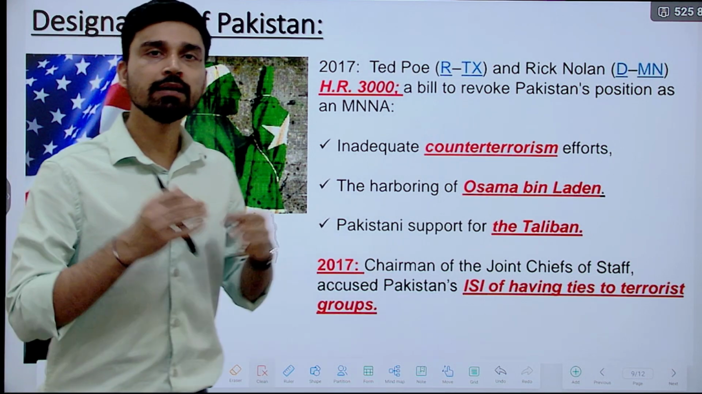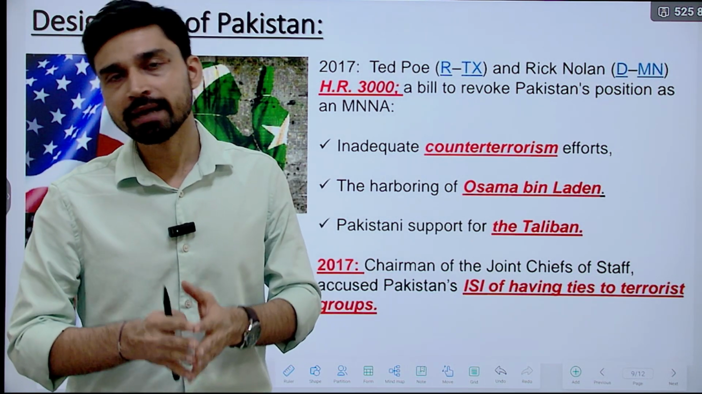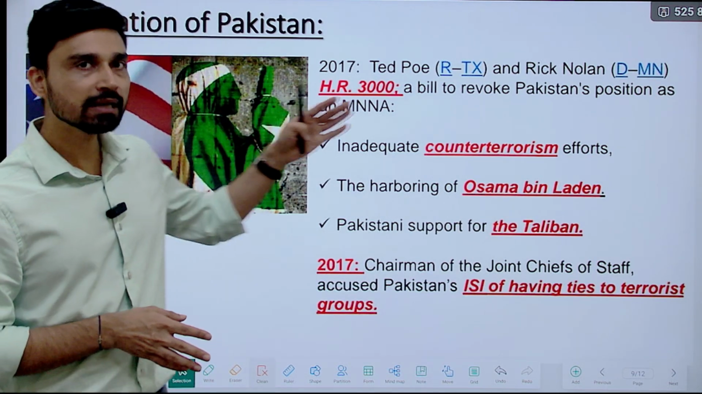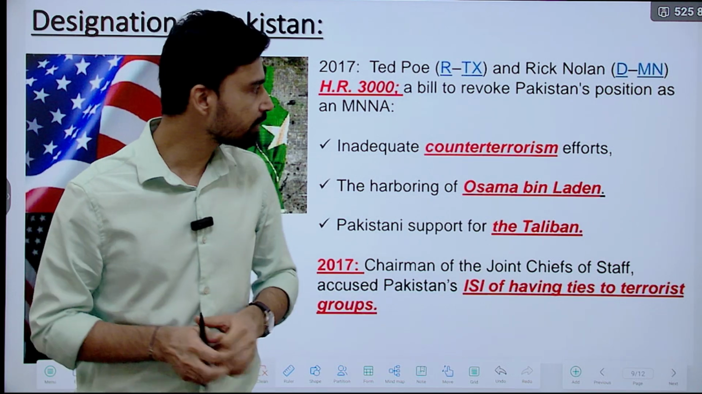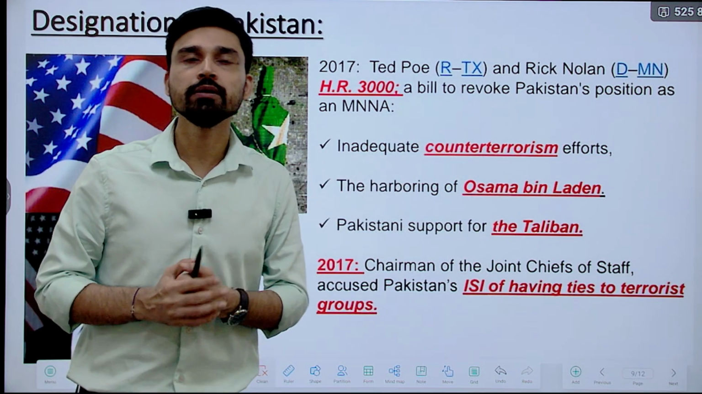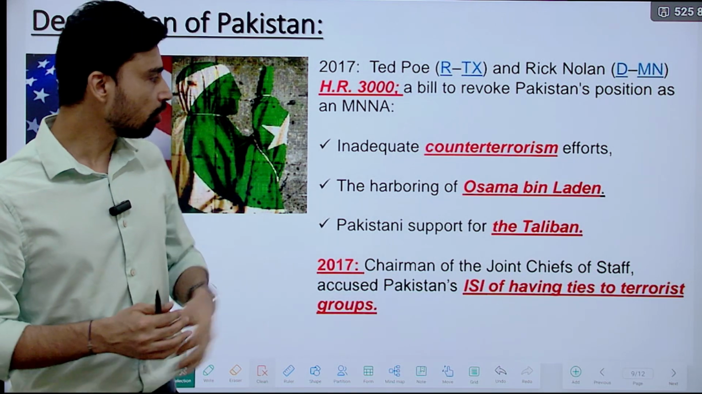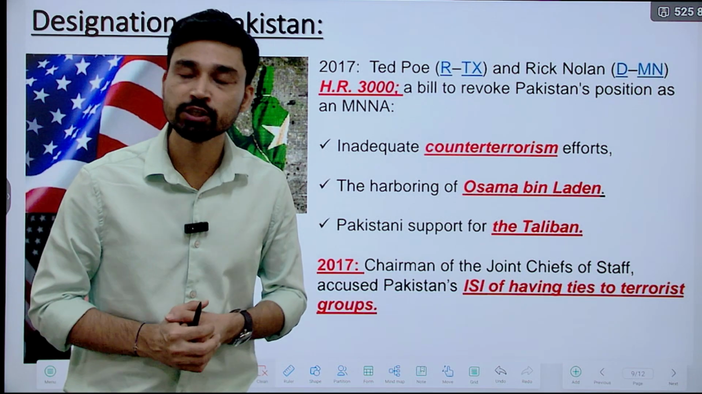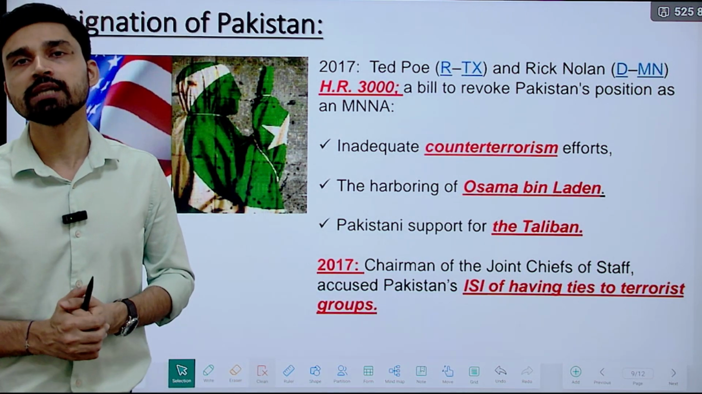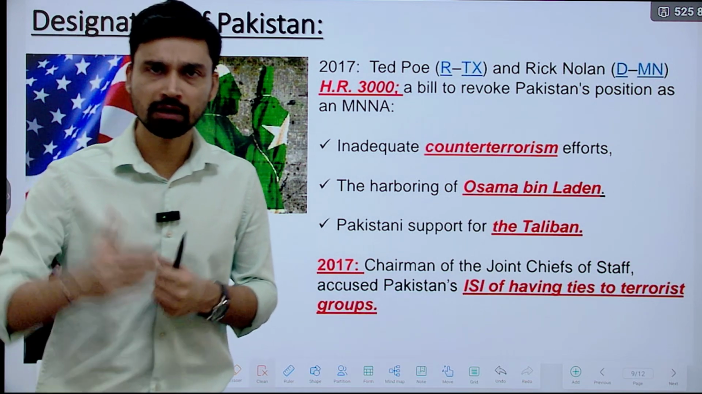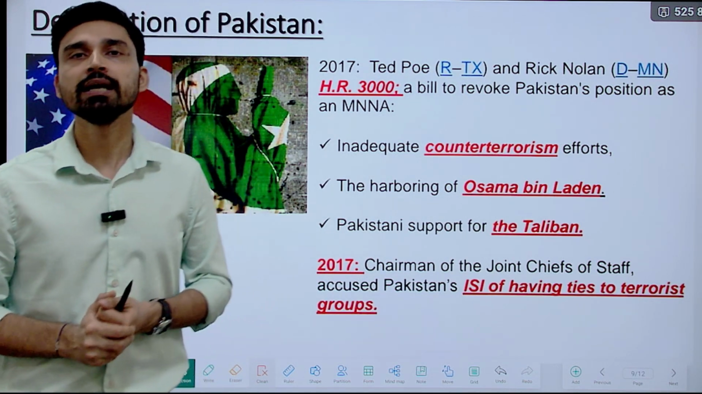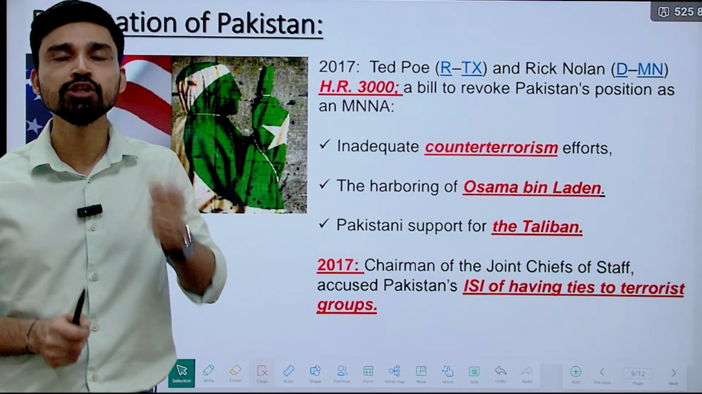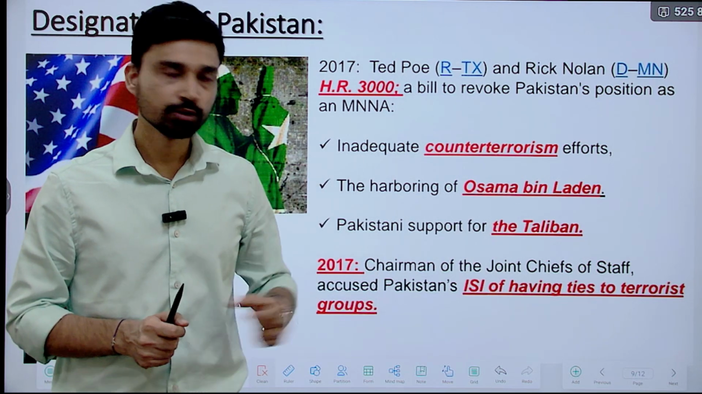The reason was that many of the senators as well as the House of Representative members, or congressmen, believed that Pakistan is not taking sufficient action to have a counter-terrorism strategy or effort in the region. Second, as we know, Osama bin Laden was hiding on the Pakistan-Afghanistan border for many years, from 2001, when the 9/11 attacks happened, until 2011, and later on he was captured and killed in the Pakistan region. So the harboring of Osama bin Laden basically caused a breach of trust between the US and Pakistan. So that was the second reason.